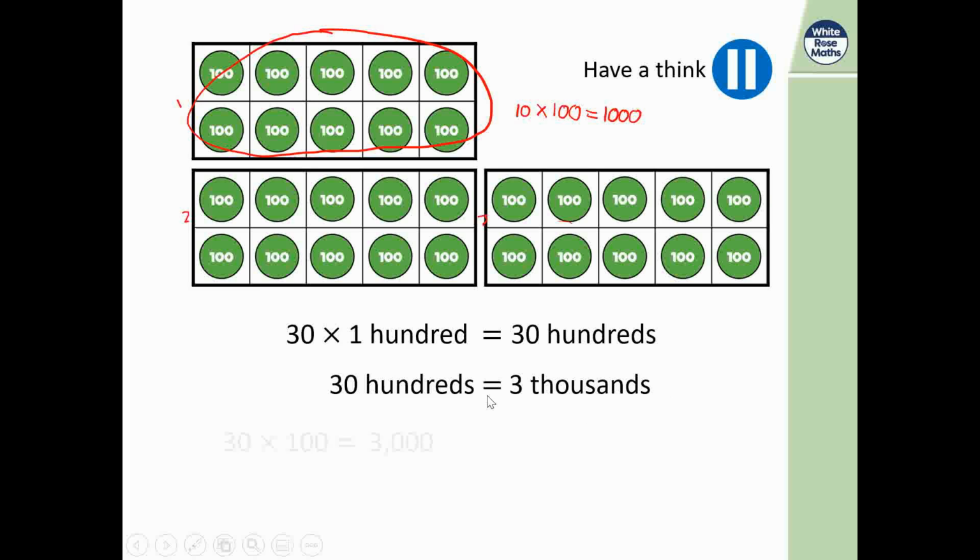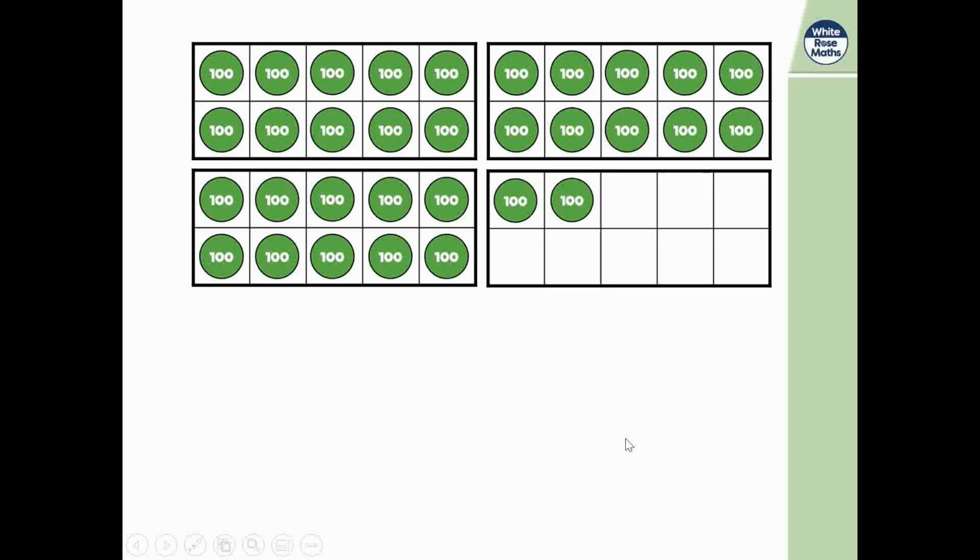Next one. 30 hundreds equals 3,000, yeah? Okay. 30 times 100 equals 3,000. Again, you have to put the 3 zeros in, yeah? And 100 times 30 equals 3,000. They're just showing it the other way around.